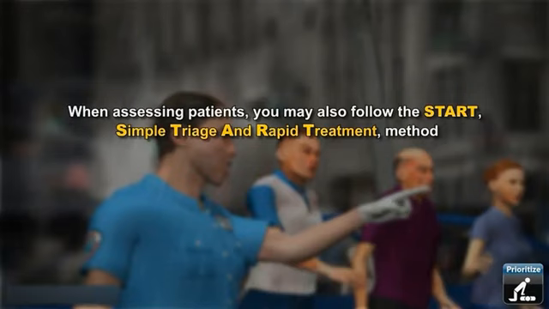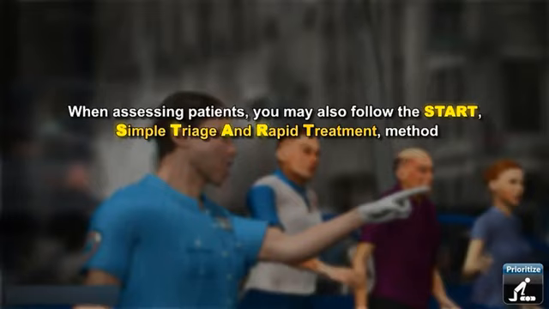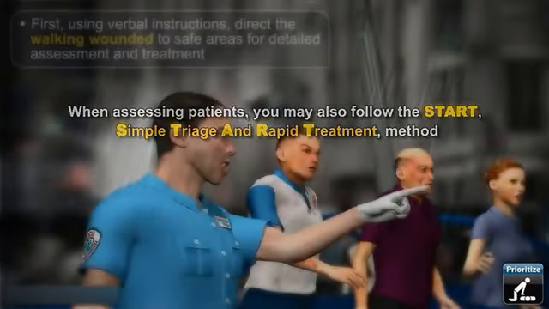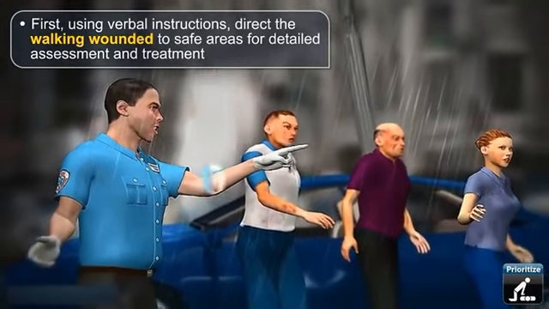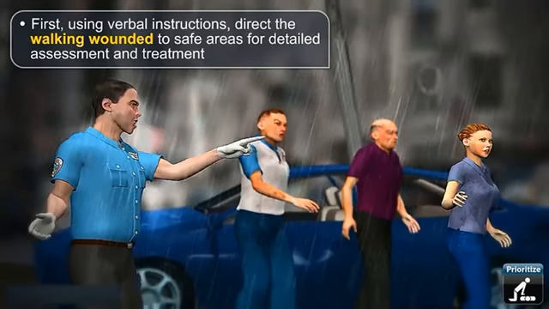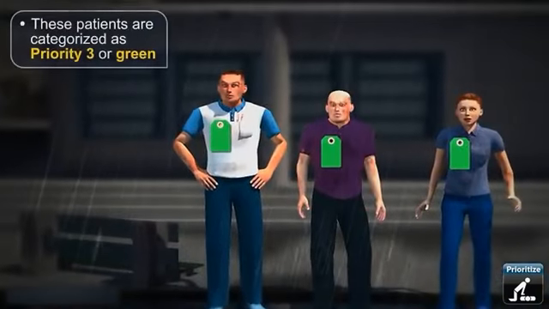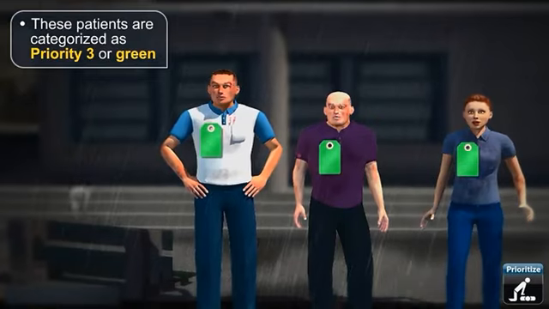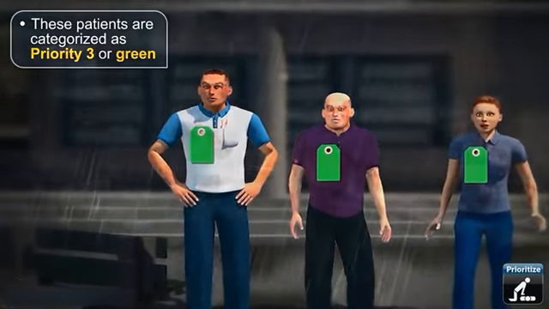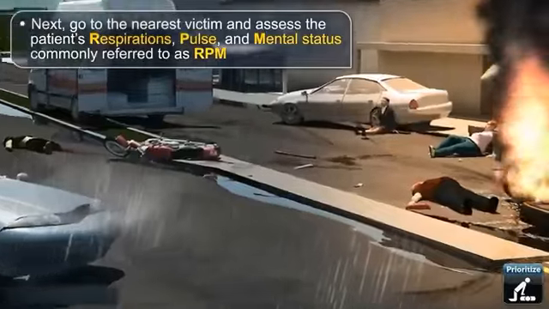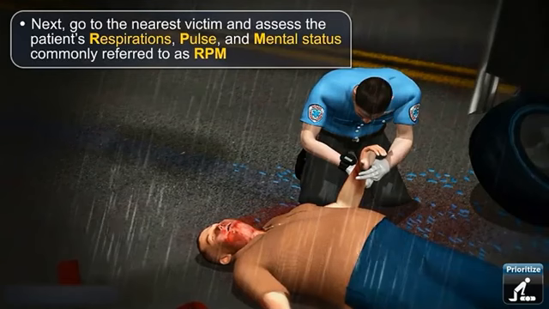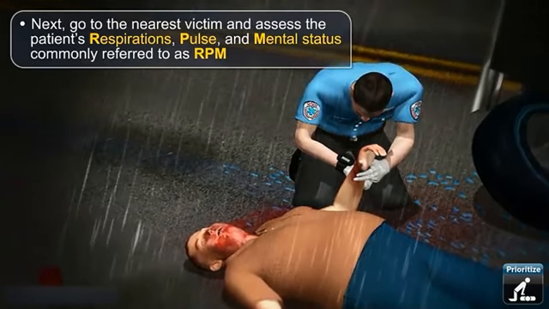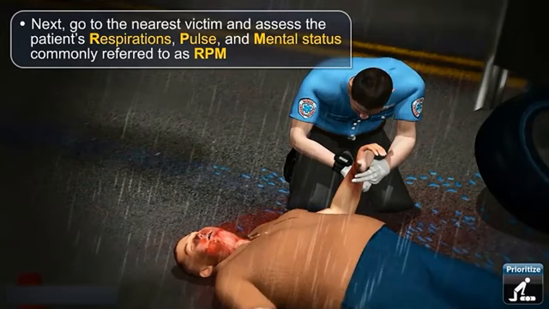When assessing patients, you may also follow the START, simple triage and rapid treatment, method. First, using verbal instructions, direct the walking wounded to safe areas for detailed assessment and treatment. These patients are categorized as Priority 3, or green. Next, go to the nearest victim and assess the patient's respirations, pulse, and mental status, commonly referred to as RPM.